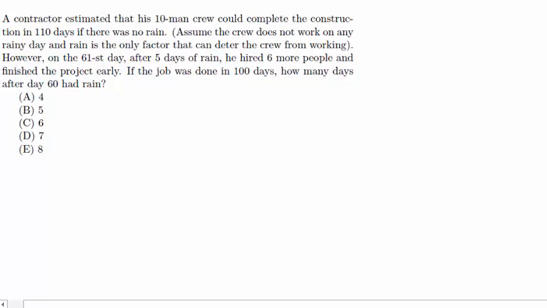Hi, this is a work related problem, but before I go into how to solve this, I will just make some comparisons with a standard distance speed time problem and a work related problem. In a standard distance speed time problem, we have a formula d is equal to speed into time, right? In this work related problem, we use the same formula, work is equal to speed into time.